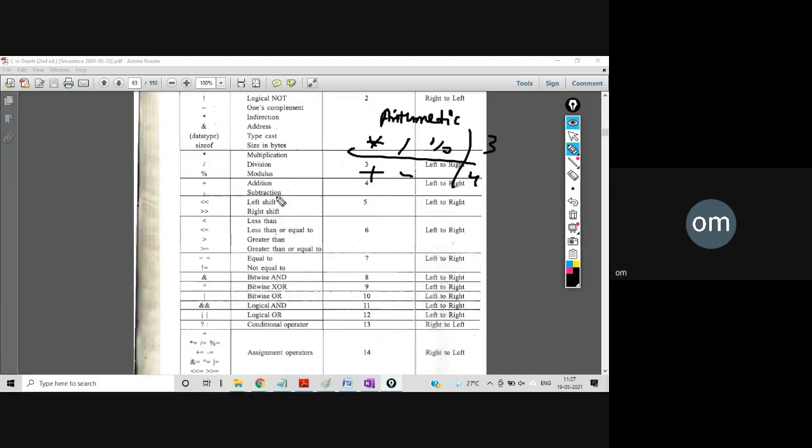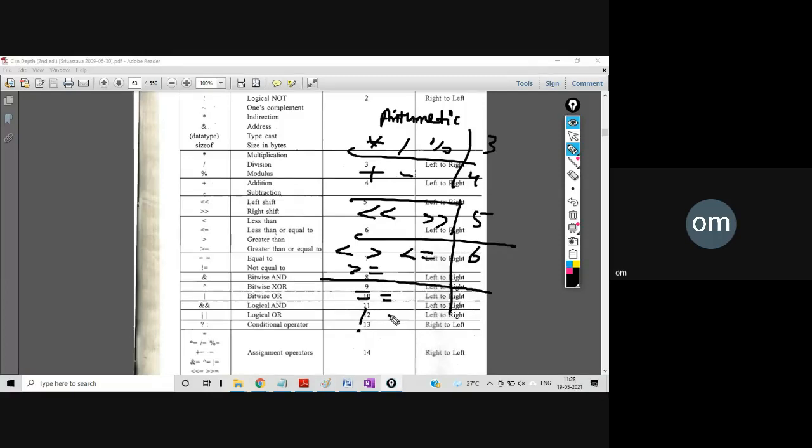Similarly, once you write the shift operators, left shift and right shift, they are at the same level. So left shift, right shift, this is at fifth. Then the sixth is the relational operators. In relational operators, there are two partitions. One is less than, less than or equal to, greater than, greater than or equal to. And there is one more partition, that is equal to and not equal to. The way we have it in arithmetic operators, similarly in relational operators there are two partitions. Equal to and not equal to have lower precedence than less than, greater than, less than or equal to, and greater than or equal to. So I can write it in this way.